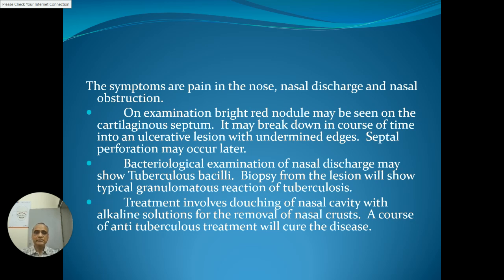You need to go for a bacteriological examination of the nasal discharge. It may show tuberculous bacilli, and you can see the complete characteristic features of the bacilli in tuberculosis. This is otherwise called AFB, acid fast bacillus, and it must be distinguished from leprosy. A biopsy from the lesion will show the typical granulomatous reaction of tuberculosis. Out of this, the characteristic cell is the epithelioid cell, with lymphocytes, and giant cells are also seen. It all depends on caseating or non-caseating tuberculosis.